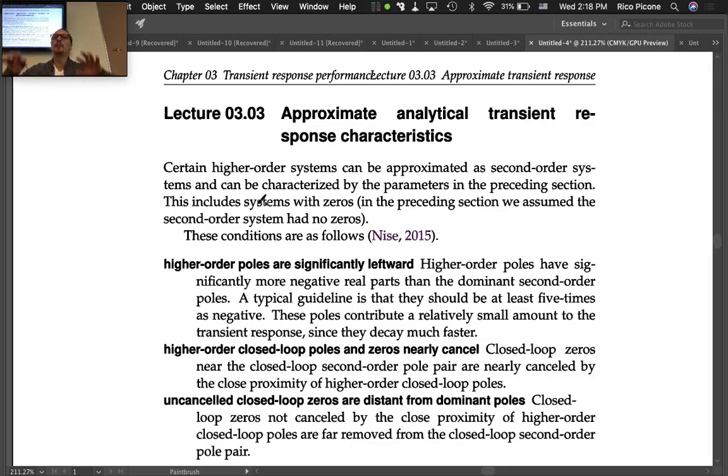So, lecture 3.3, Approximate Analytical Transient Response Characteristics. Let's remember what we've done in this chapter so far. In lecture 3.1, we introduced some transient response performance criteria. We defined 4 different quantities, all defined in terms of the step response of a system with 0 initial conditions. We defined the percent overshoot, the rise time, the settling time, and the peak time.